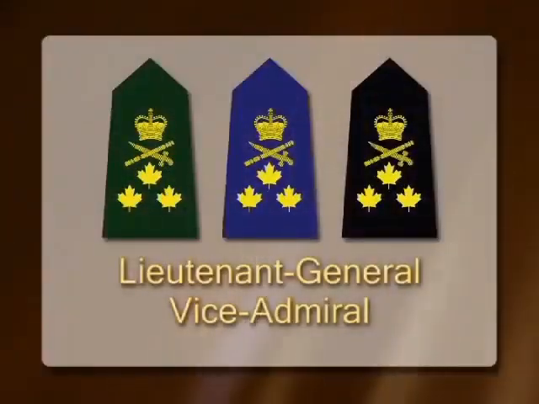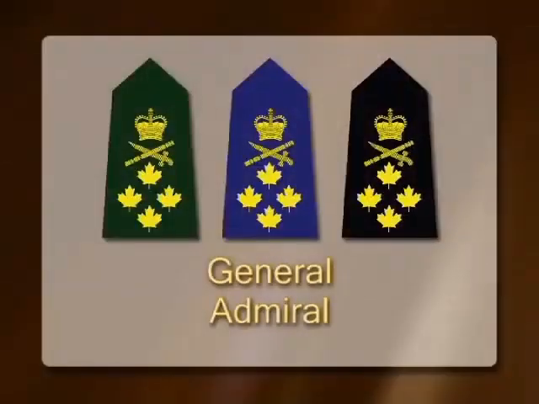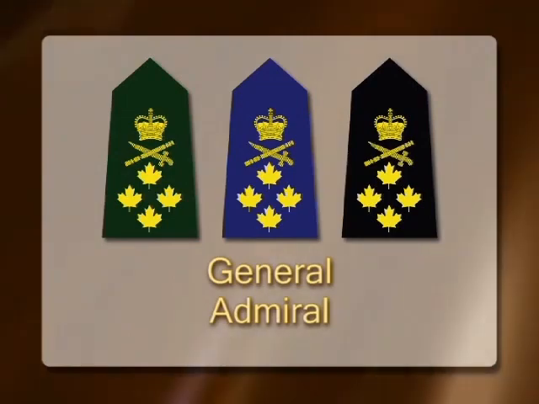Next, we have the Lieutenant General in the Army and Air Force and the Vice Admiral in the Navy. It's a crown, 2 cross swords, and 3 maple leaves. And finally, we have the General in the Army and Air Force and Admiral in the Navy. And it's a crown, cross swords, and 4 maple leaves.